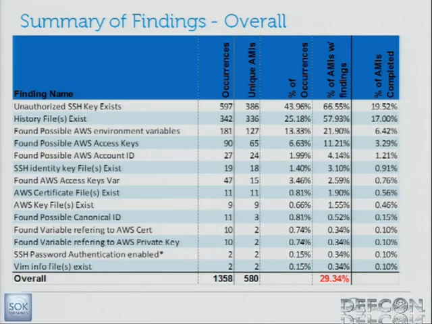This chart here breaks down all the different findings that our various test modules encountered, the number of occurrences of each, the number of unique images that was affected by that finding, the percentage of our total number of findings that were represented by that class, and the percentage of AMIs that had that problem.